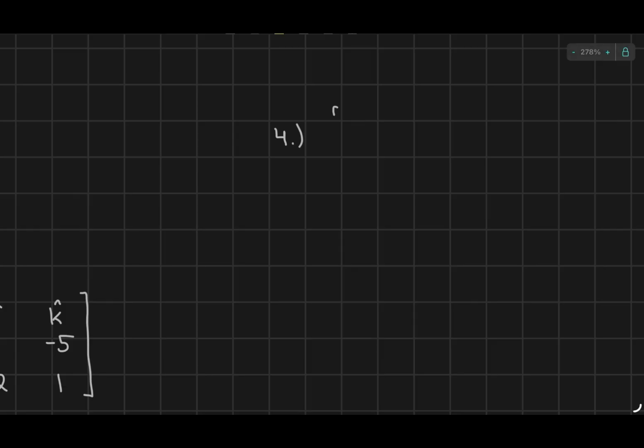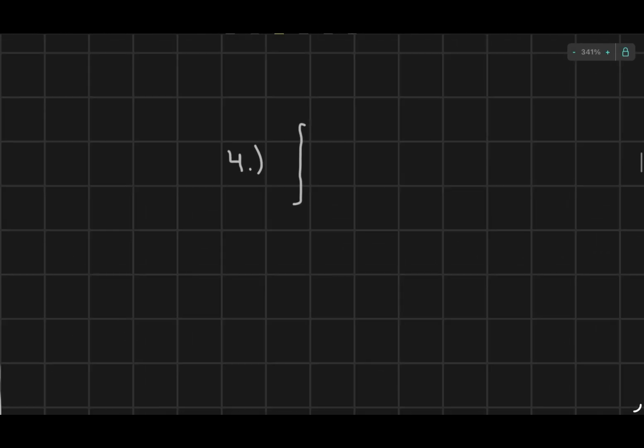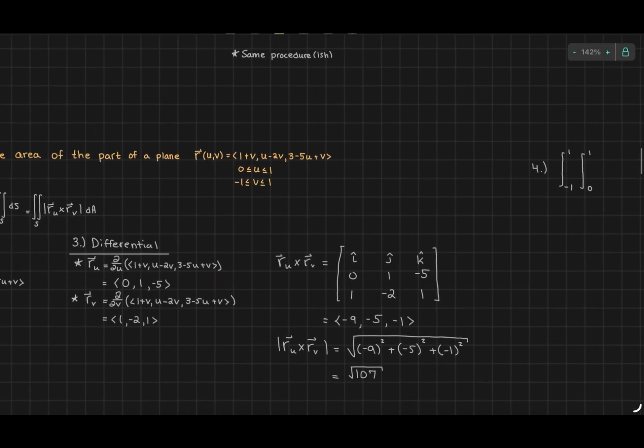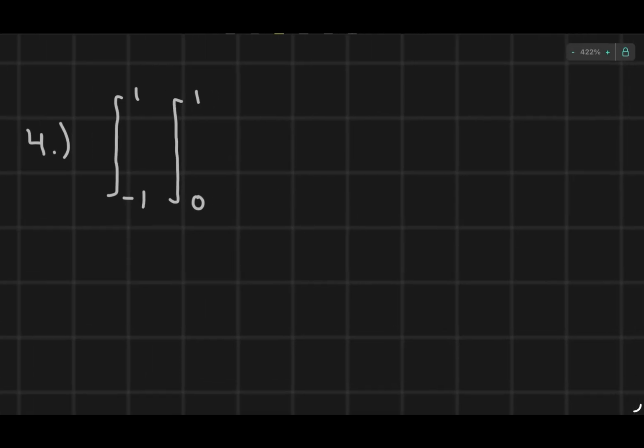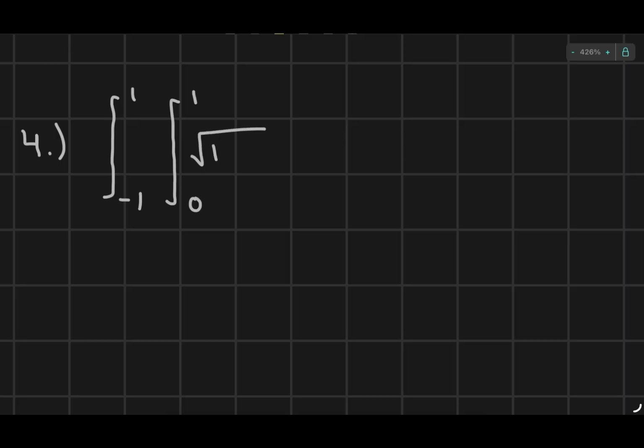Final step here is we're going to evaluate our integral. So we're going to have a double integral from negative 1 to 1 and 0 to 1. And you could flip that. It doesn't really matter. Our bounds are constants, so it really doesn't matter. We're pretty much just doing it over a square or a rectangle or some kind of shape like that. Our integrand is actually 1, and our differential is square root of 107, so we're going to have du dv.